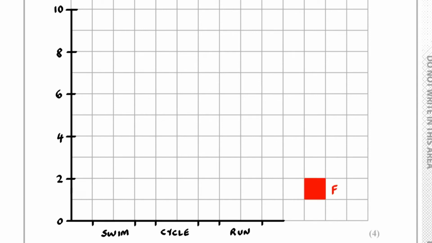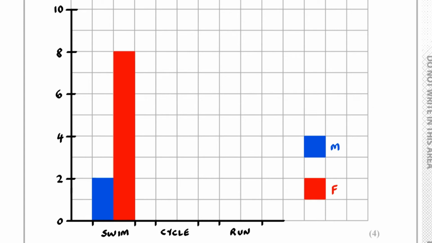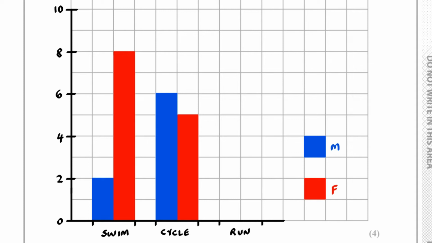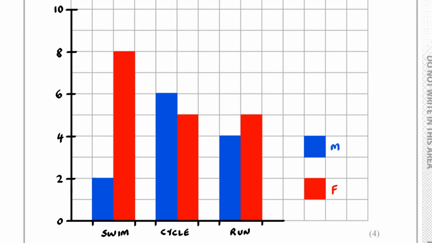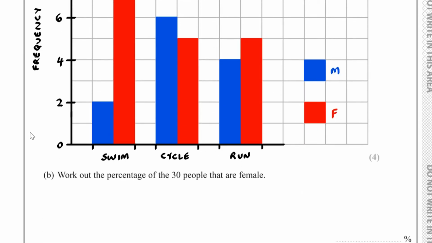Now we need to create a key, so we've got females and males. Now for males who swim, we've got 2. Females who swim, we've got 8. Males who cycle, we've got 6. Females who cycle, we've got 5. Then for running, we've got 4 males and 5 females. And don't forget to add on the frequency label.